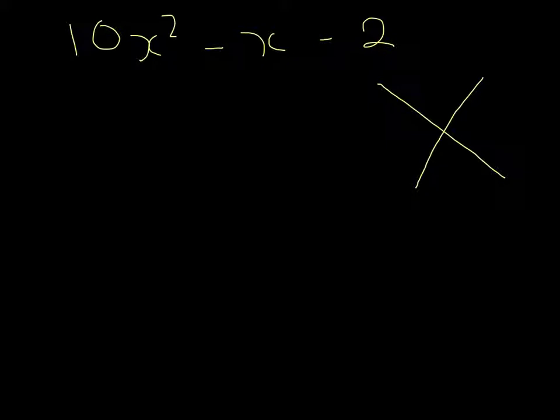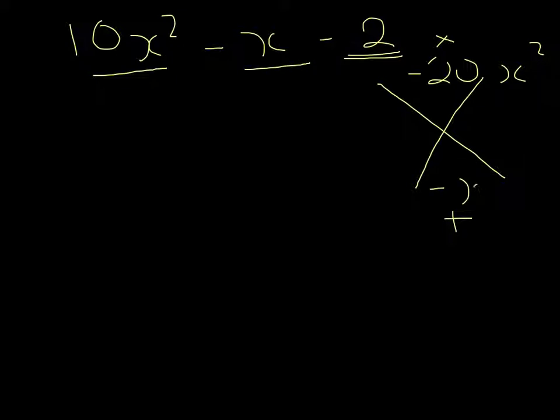Remember, our two numbers that we multiply together have to multiply together to get minus 10x squared times minus 2. So that would be minus 20x squared, if you want to include that. And they have to add together to give us minus x.